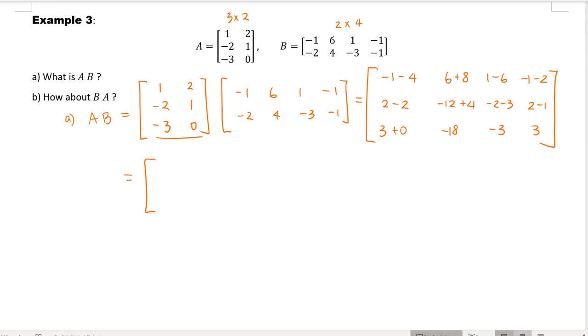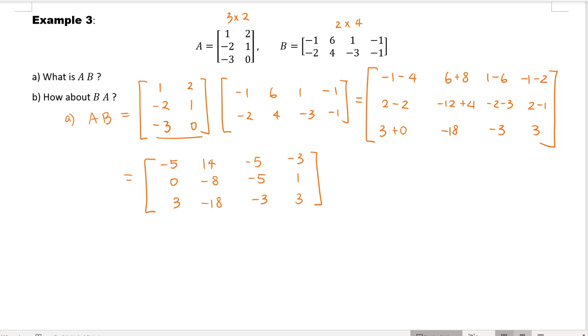Okay, so what is this? Minus 1 minus 4 is minus 5. 6 plus 8 is 14. 1 minus 6, negative 5. And then minus 1 minus 2 minus 3. 2 minus 2, 0. And then this is a negative 8, negative 5, 1, 3, minus 18, minus 3, and 3. So this is the answer.